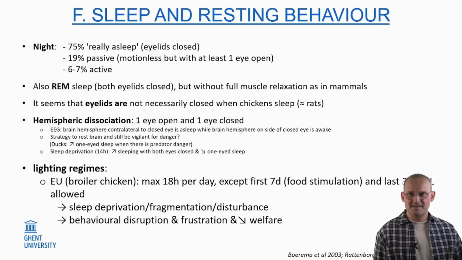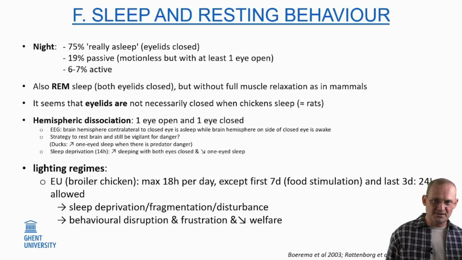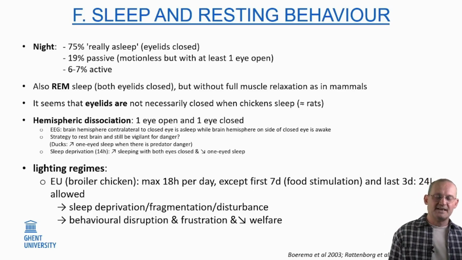Of course, information about their sleeping patterns and their resting behavior is very important when we think about developing proper lighting regimes in stables. And the EU legislation for broiler chickens states that the daytime period can be a maximum of 18 hours per day, except for the first 7 days and the last 3 days of a broiler's life, in which a continuous lighting schedule of 24 hours of light is allowed.